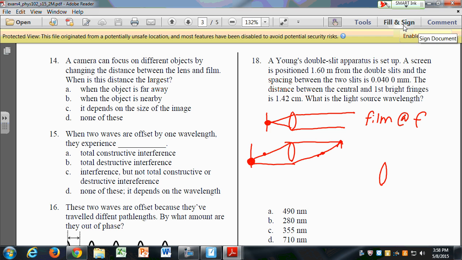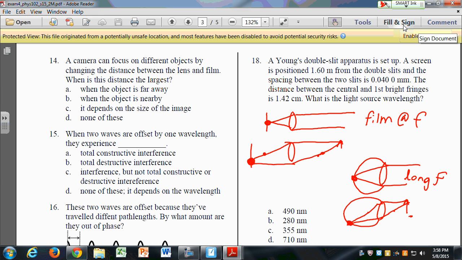Now with the eye, a similar thing occurs. This is the eye. If I'm looking at something really far away, this is my focal point. My focal point is at the retina. But if I'm looking at something nearby, my focal point has to be closer. So far away, long focal point. Nearby, short focal point. Knowing your ray diagrams will help with that, because you'll be able to look at the rays and how to draw them.